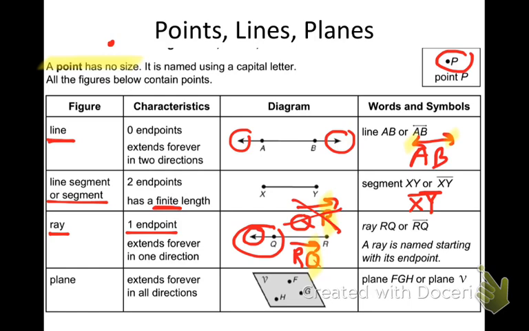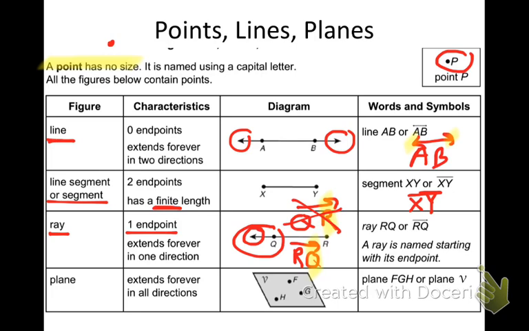A lot of times to identify planes, we use the top of our desk. That can be considered a plane. A lot of times we'll use examples like the front board, the walls, the ceiling, the floor. All these are planes. They're just flat surfaces that we use to describe them. Those are all examples of planes. It extends forever in all directions.